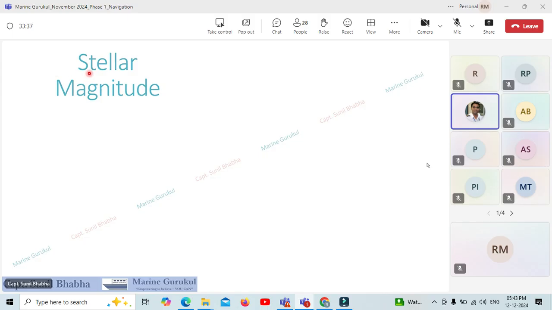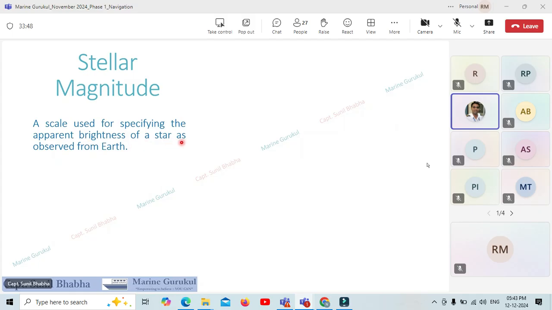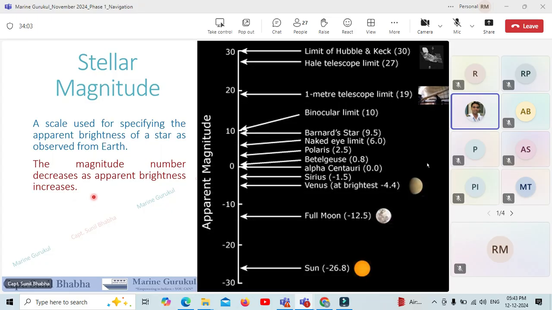Let's first go into the concept of stellar magnitude. Stellar magnitude is a scale used for specifying the apparent brightness of a star as observed from the Earth. The magnitude number decreases as the apparent brightness of a star increases. You can see this diagram showing some specific celestial bodies and also their stellar magnitude.